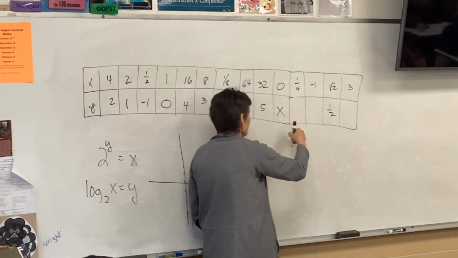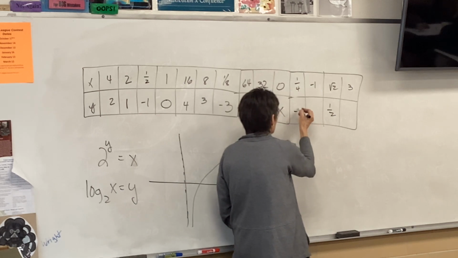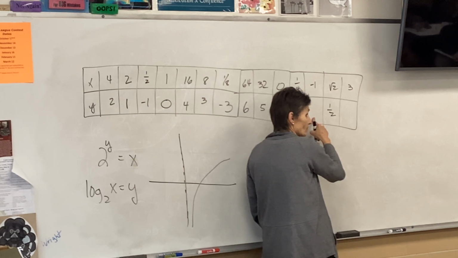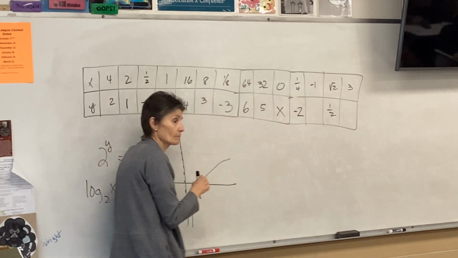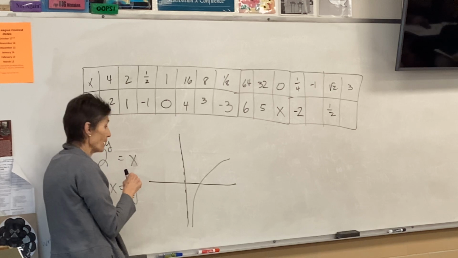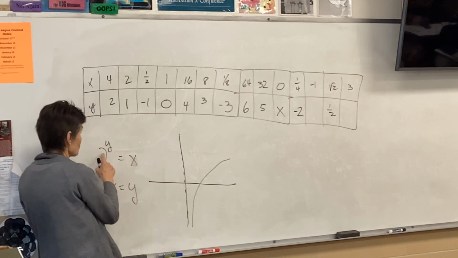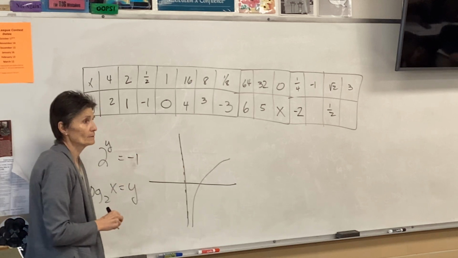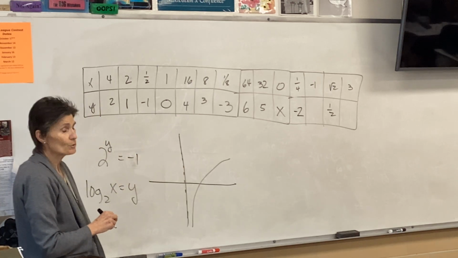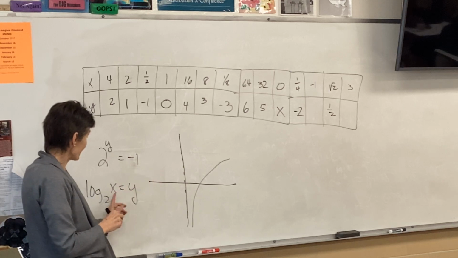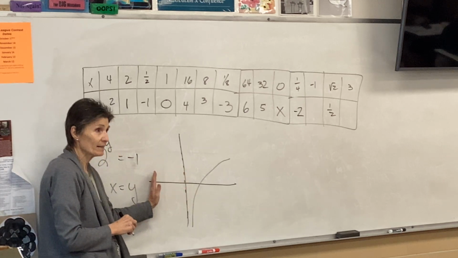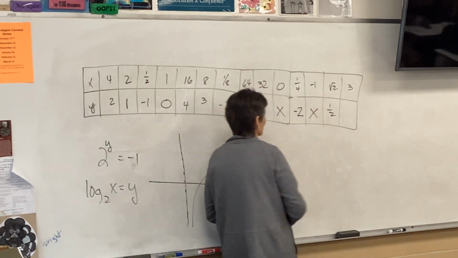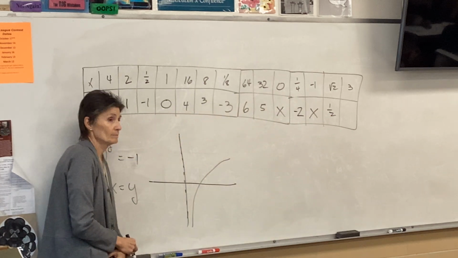All right, what's this one? Negative 2. What's this one? Now think about it. It's saying 2 to some power would be negative 1. Is that possible? No, you cannot raise 2 to a power and get a negative. So again, x can't be negative. There's no x's over here. So that's another no.